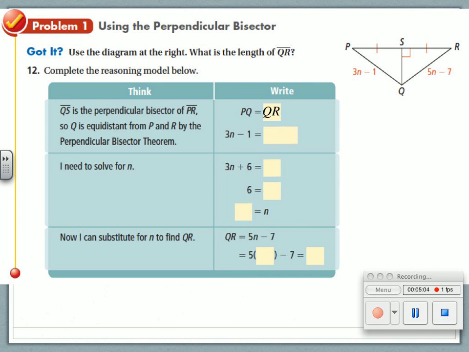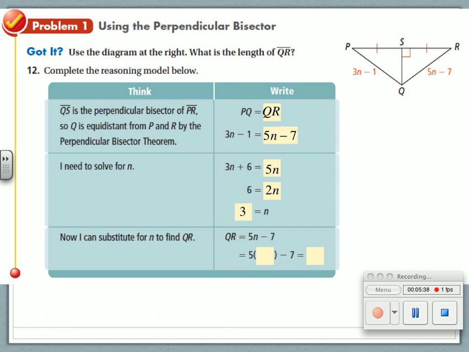So the distance of PQ equals the distance of QR. So we say 3n minus 1 equals 5n minus 7. And now we're just going to solve for n. So once we get the problem set up right, the algebra is the easy part. So we're going to add 7 to both sides, and I get 3n plus 6 equals 5n. I'm going to subtract 3n from both sides, and I get 6 equals 2n. Divide by 2, and n equals 3.